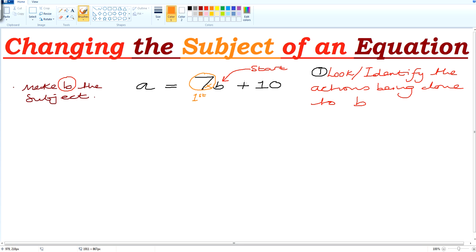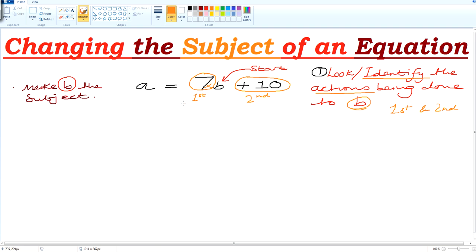Okay, what's next? What else is being done to the b? So b is first of all being timed by 7. That's the first thing being done to the b. And then it is being what? Added by 10. So it says, identify the action which we've done to b. How many actions do we have? We have first action, and in this question we have the second action. We label them. Beautiful.